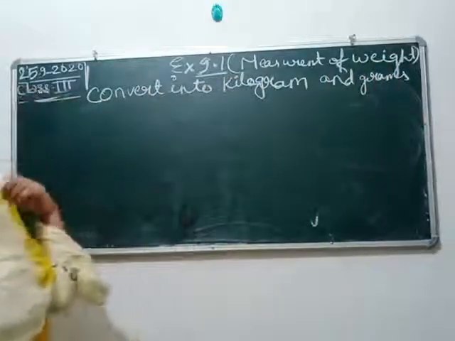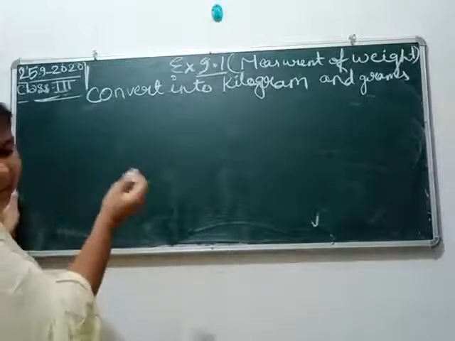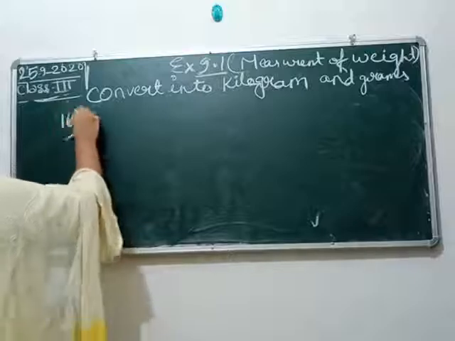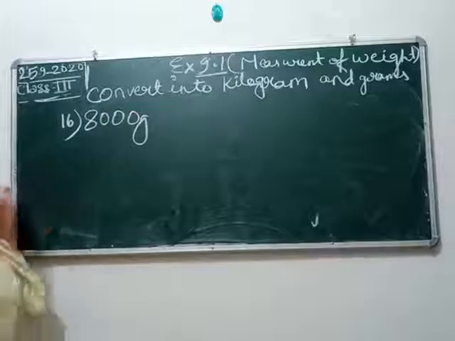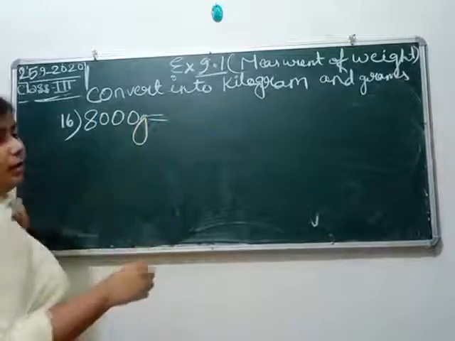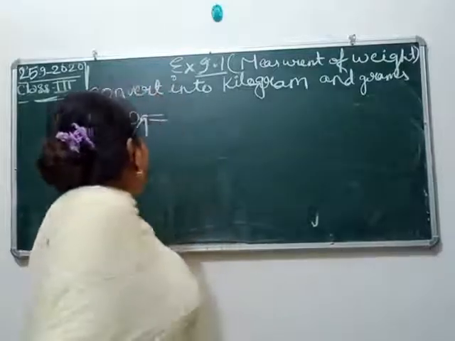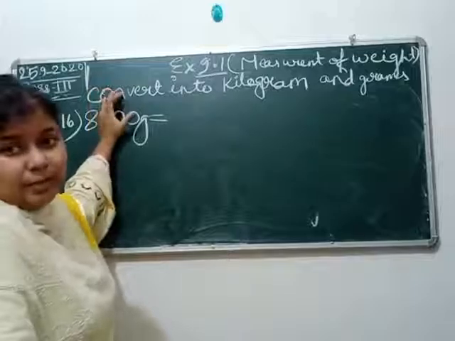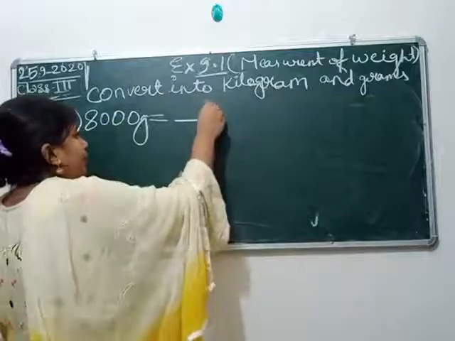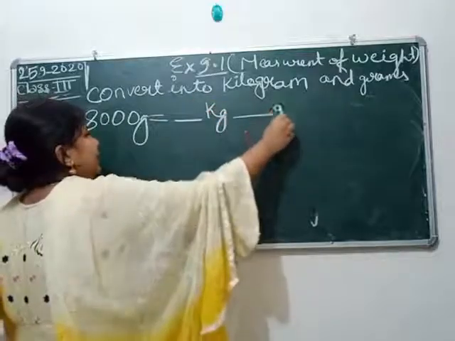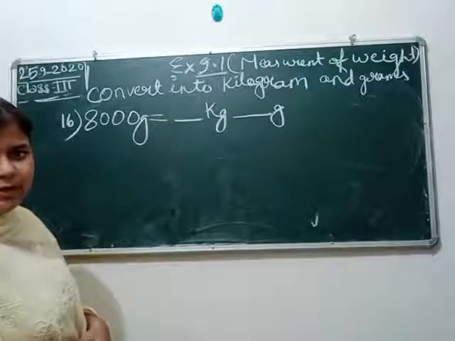Now, how do we have to do this question? Let us write down the question first. Question number 16 is 8000 gram. Here we are having 8000 gram. Right side से 3 numbers you will separate from the rest of the number. First of all, make two blanks. One is for kg and the other one is for gram.